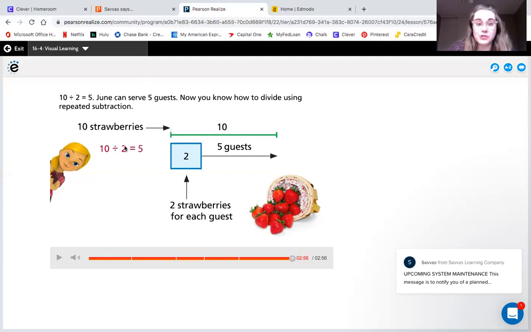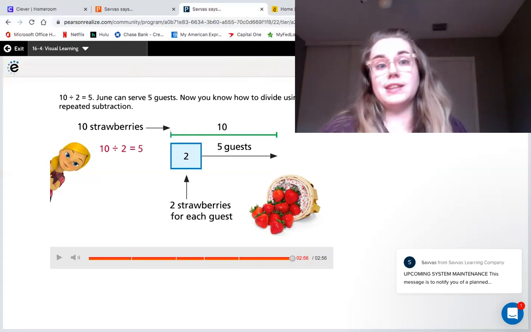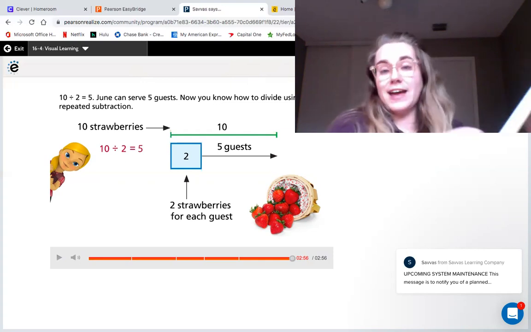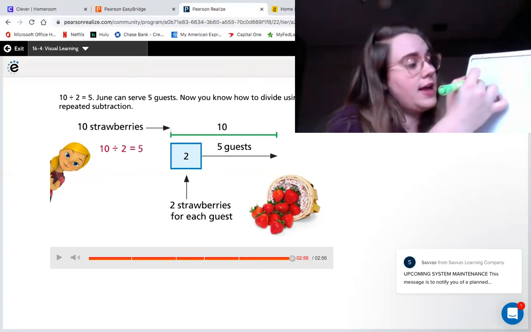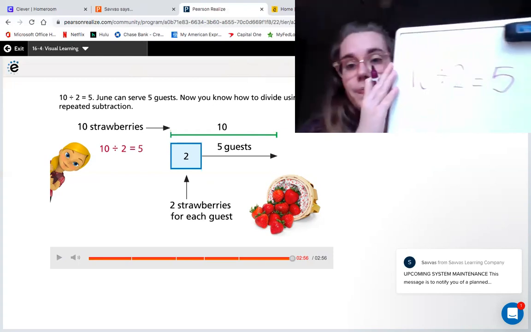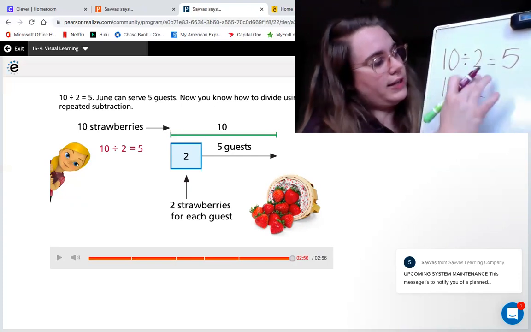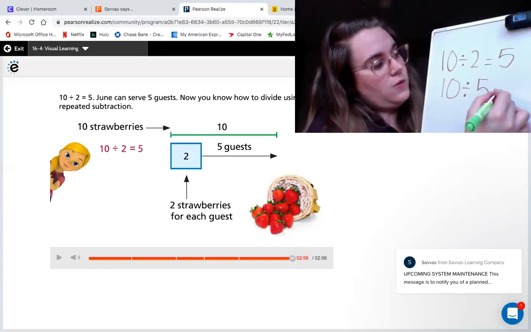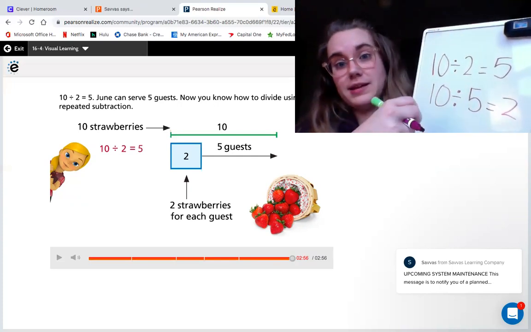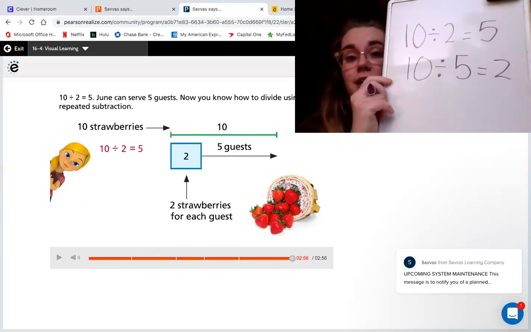I also wanted to remind you guys that you can use fact families to try and remember your answers as well. So in this equation, they did it by repeated subtraction, and they did 10 divided by 2 equals 5. If I have a fact family, remember multiplication and division go together. If I have 10 divided by 2 equals 5, then that means that I can do 10 divided by 5 equals 2, right? Those are inverse equations and they get the same answers. They're fact families, okay?